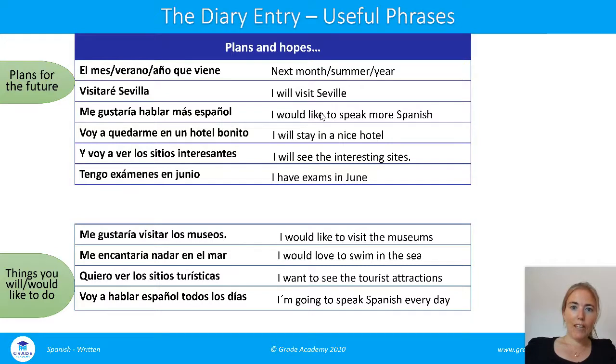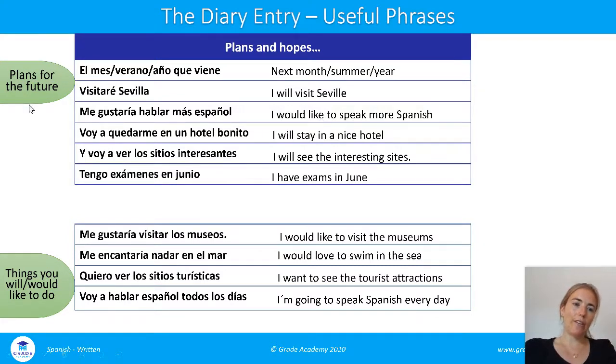More scenarios are your plans for the future. So be ready to say something in the future tense, and ideally, if you can vary between both future tenses, that's even better. So be able to say some next month, year, summer, whatever day it is, by using either que viene, or you can put the word próximo in front of the day or the month. So el próximo mes or el próximo verano. Being able to use the future tense to say visitaré or voy a visitar. So the things you're going to do, again, have a selection of verbs ready. You could also use the conditional here for your hopes. Me gustaría, I would like, followed by an infinitive verb.